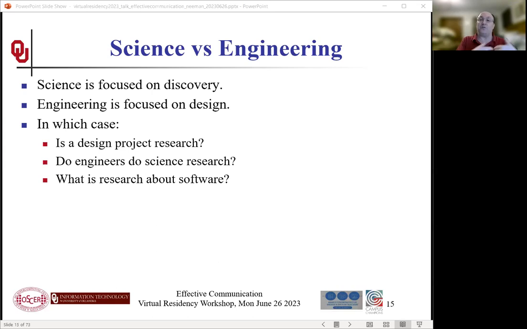And when we went into the master's thesis defense, one of their committee members was a much more traditional scientist. The first question the committee member had for us, not for the student, that would have been a bit rude, was how the heck is this research? So we had to patiently explain that software research meant designing a prototype and learning about the properties of that prototype. Okay. Do engineers do science research? What about research about software? Is that even research, right?